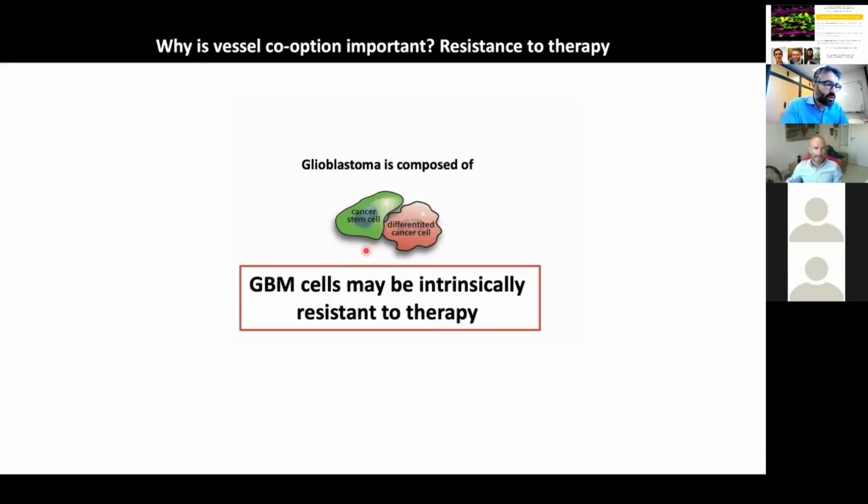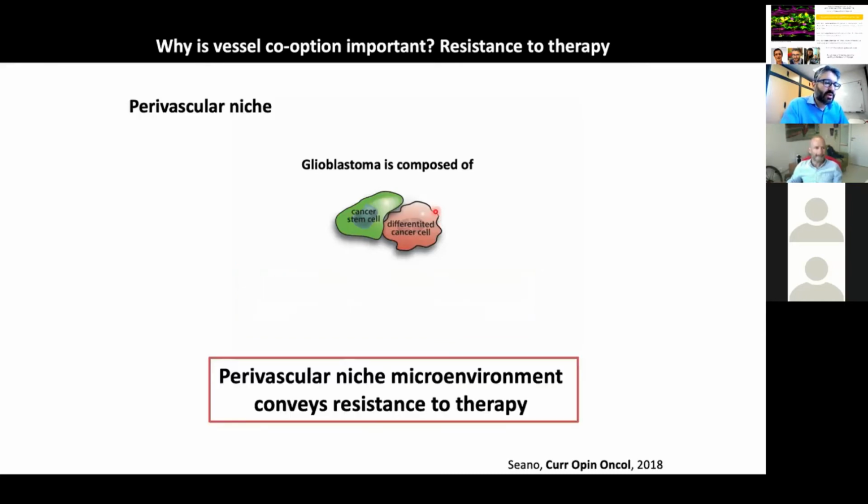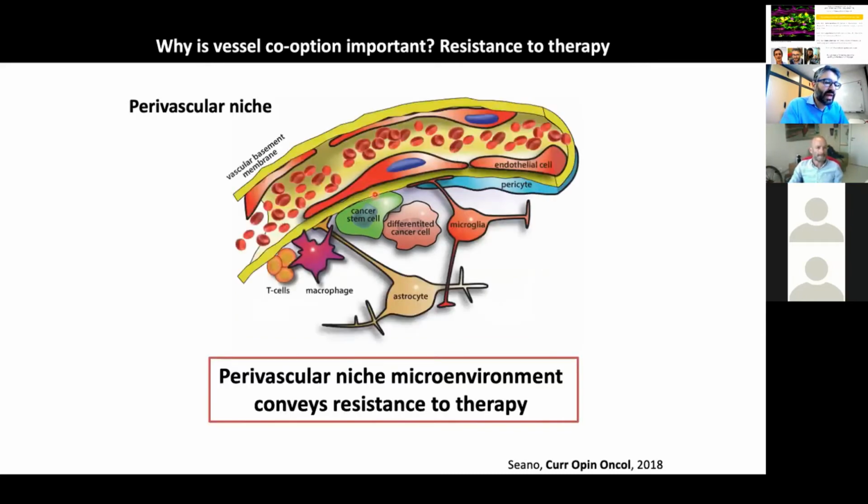We know that GBM cells can be intrinsically resistant to therapy, but what makes the cells really resistant, and there are several proofs of that, are the niches. It could be the hypoxia niche, or it could be the perivascular niche. In the perivascular niche, we know that there is a microenvironment that actually allows the cells to be protected, because it is made to protect also neural stem cells. So this microenvironment could be a shield for the therapies.